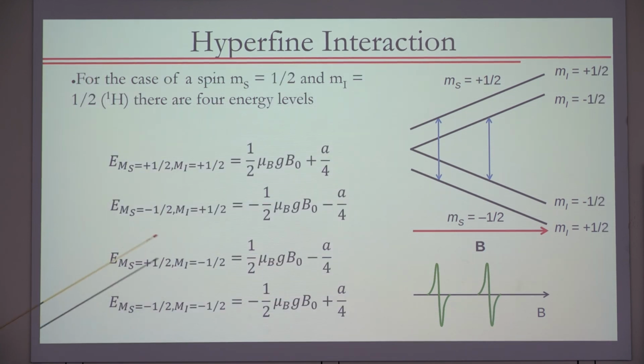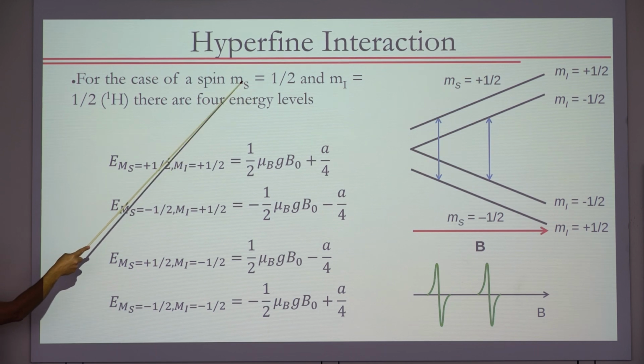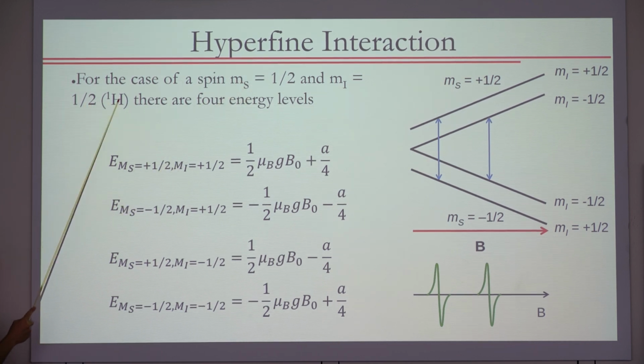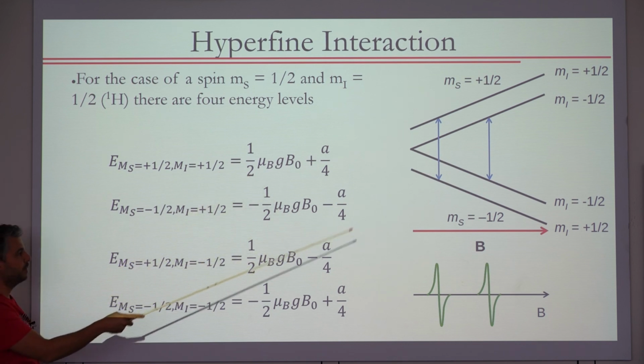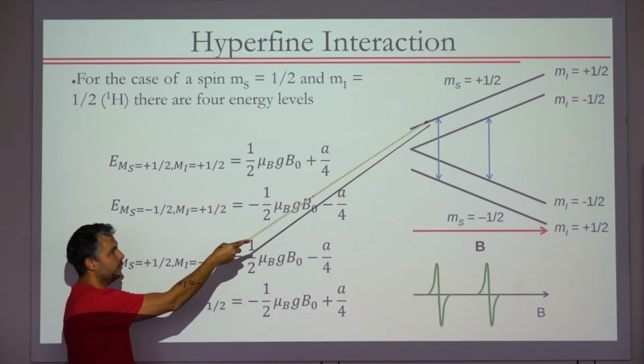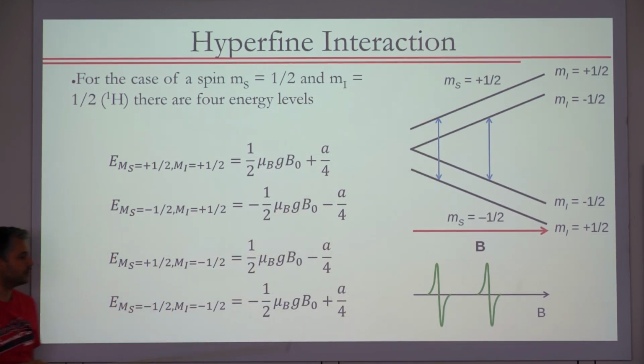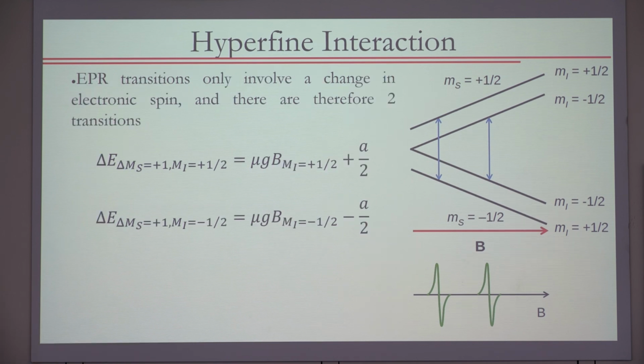So this is a case of one spin 1/2 electron spin and 1/2 nuclear spin. Could be hydrogen, could be fluorine, phosphorus. So these are the levels. I'm not going to go through all of them, but they're written here. You can take a look at them later. But basically, because you don't change the MI value when you do EPR transitions, you can subtract this energy from this energy and this one from this one. So those are the only two transitions that are allowed.